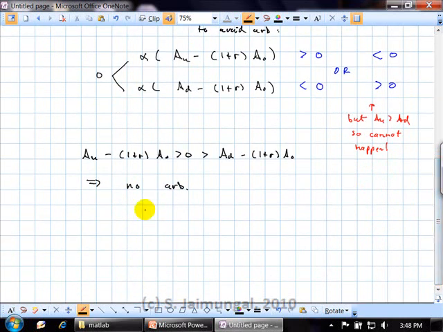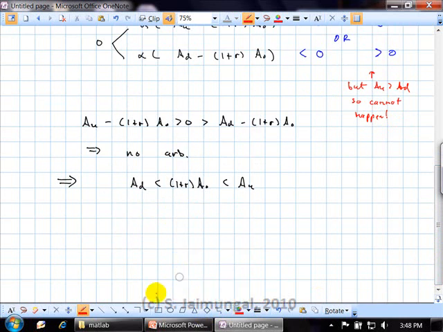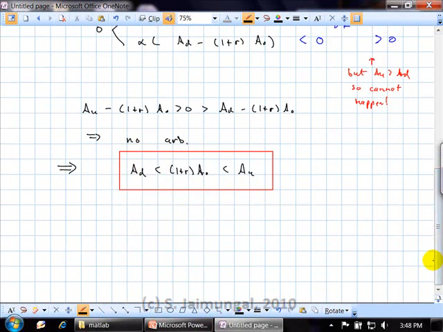Let's rewrite that equation for a second. If you just look at it quickly and rearrange it in your mind, you get this nice little condition. Now look at that in terms of a timeline, in terms of an ordering. It means A0 grown at the risk-free rate is between AU and AD. Then there's no arbitrage. Yeah?